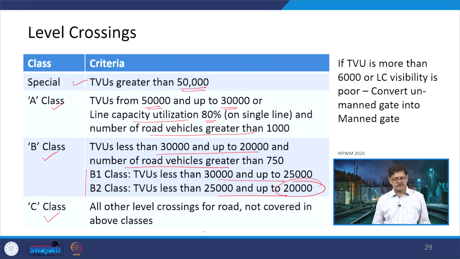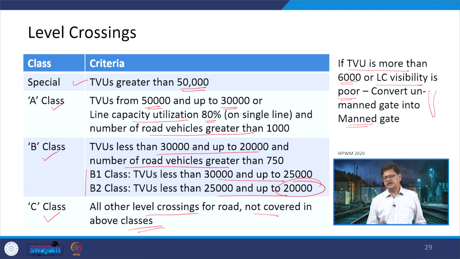The last one is the C class. This is all other level crossings for roads not covered under the above classes. Then another thing is that if the TVU is more than 6,000 or the level crossing visibility is poor, in that case the unmanned crossing has to be converted into a manned crossing. And this manned crossing, when we are talking here, may not be controlled automatically. For that reason we have already said that 20,000 is the value.